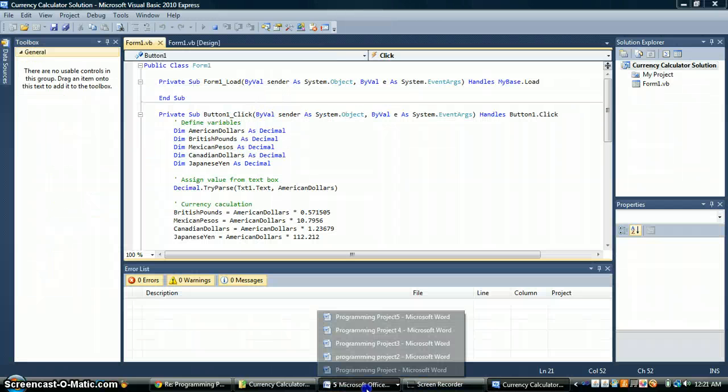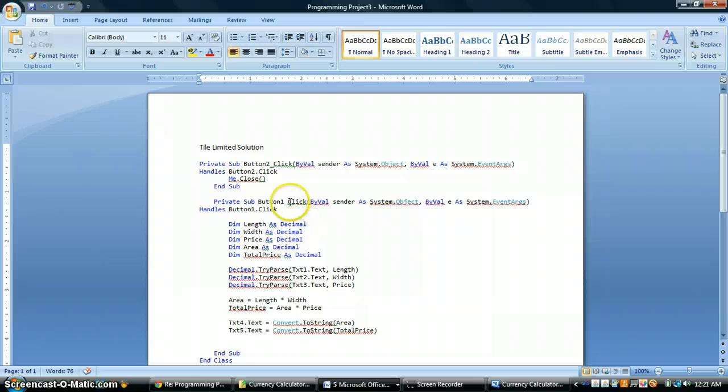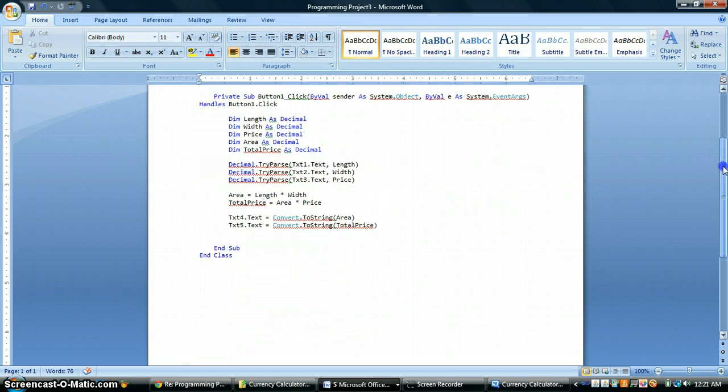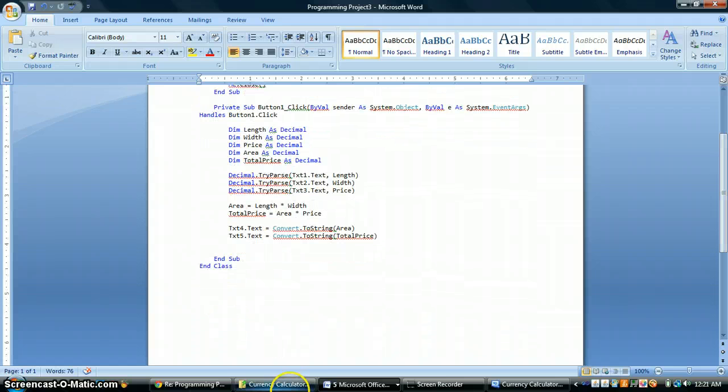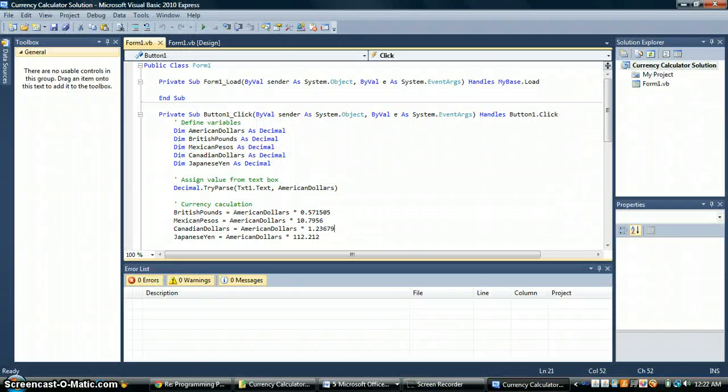And now the third part of the project was the tile limited solution. And here's that code that was associated with it. And now let me pull up that application real quick.